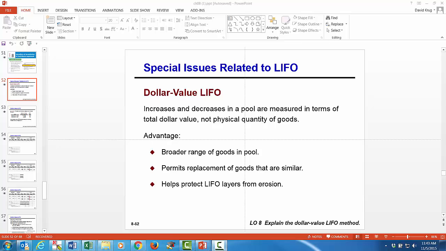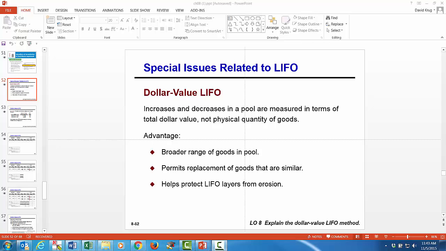Okay, hello folks. We are going to talk about dollar value LIFO, and we're going to do a specific example in this video. However, I want to make sure that you have watched the previous videos that I have assigned before you get to this one, because they kind of lay the groundwork for some concepts that you need to be aware of before you learn dollar value LIFO.